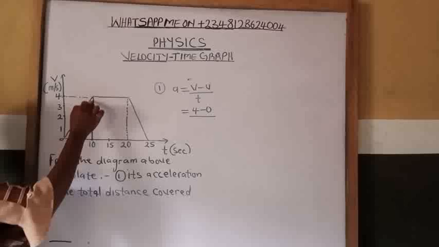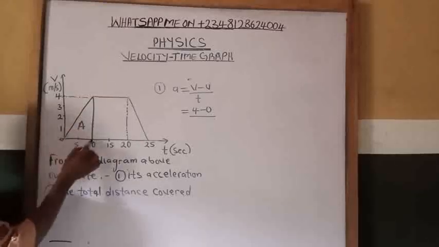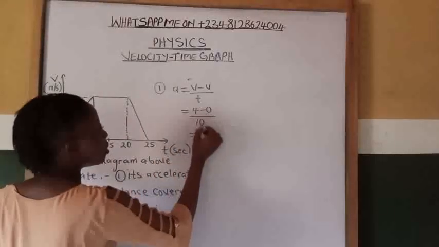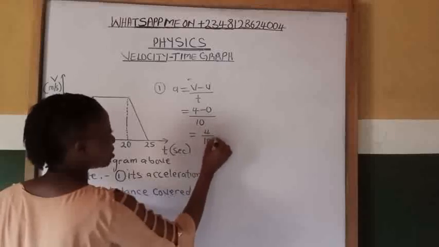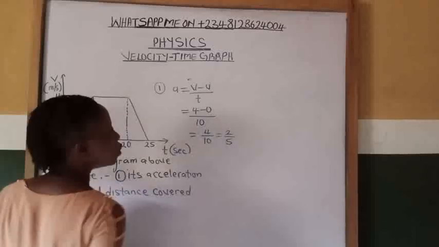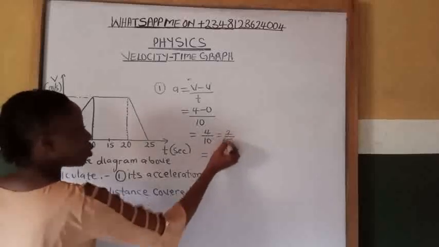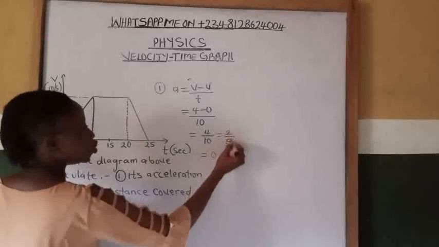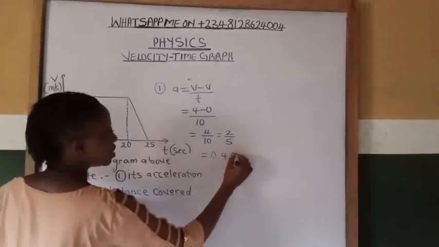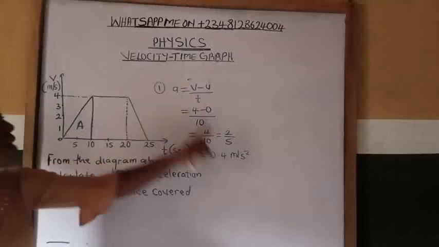Acceleration is from here down to this place. So from here down to this place is our time taken. From here to this point is 10. So divided by 10, which is equal to 4 divided by 10. That will give us 2/5. Then let's convert it to a decimal number. How many 5 can we get in 2? That's 0. Then in 20 will give us 4. So it will give us 0.4 meter per second square. Since we are looking for acceleration, the unit for acceleration is meter per second square.